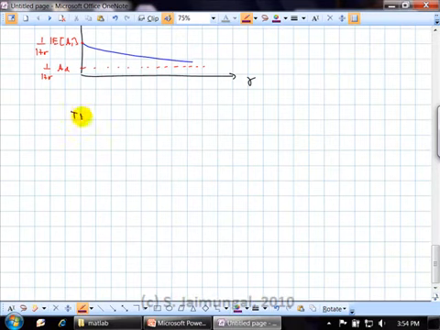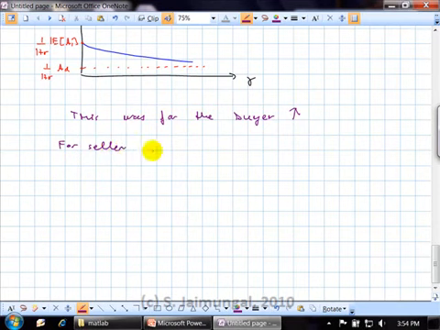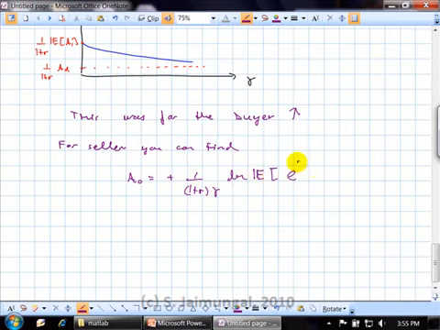So this was for the seller. This was for the buyer. For the seller, you can find that A0 should be plus 1 over 1 plus r gamma log expectation e to the gamma A1.